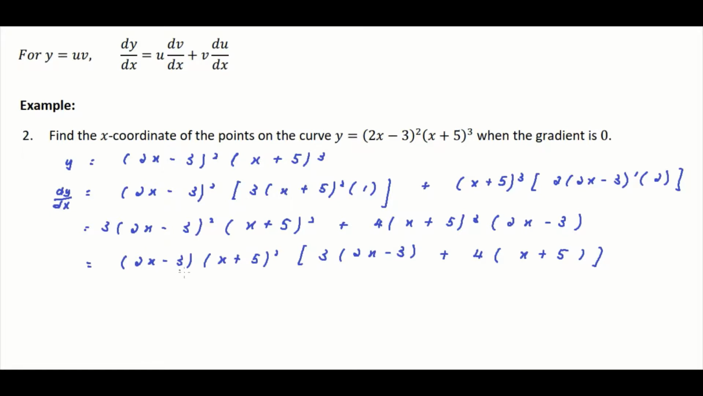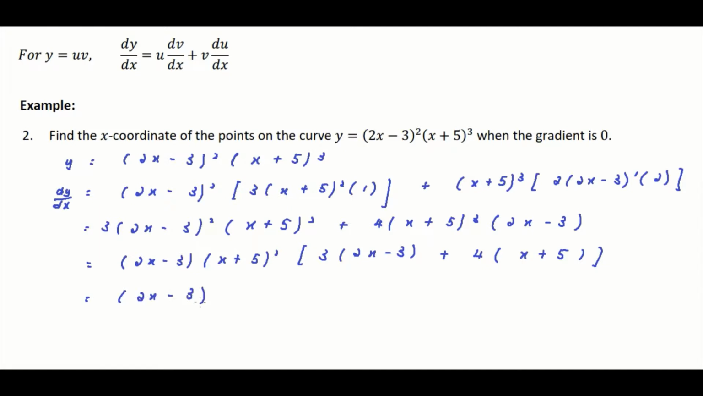So after I take this factor out, for me to get back the first term, I need to multiply with 3 times 2x minus 3. Then only when I expand it, I get exactly what I have here. The same thing for the second part, I need this term so that when I multiply and expand, I get back the second term. Alright, then I will continue.